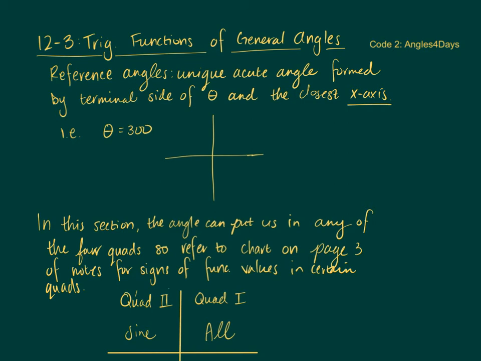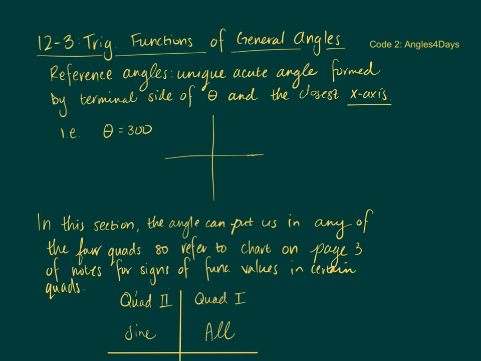So what we first have to define then is what's called a reference angle. Reference angles are unique acute angles, so that's less than 90 degrees, formed by the terminal side of theta and the closest x-axis. You never have a reference angle in terms of the y-axis, ever. Never, ever, ever, okay? So let's look at an example where we're asked to find the reference angle.